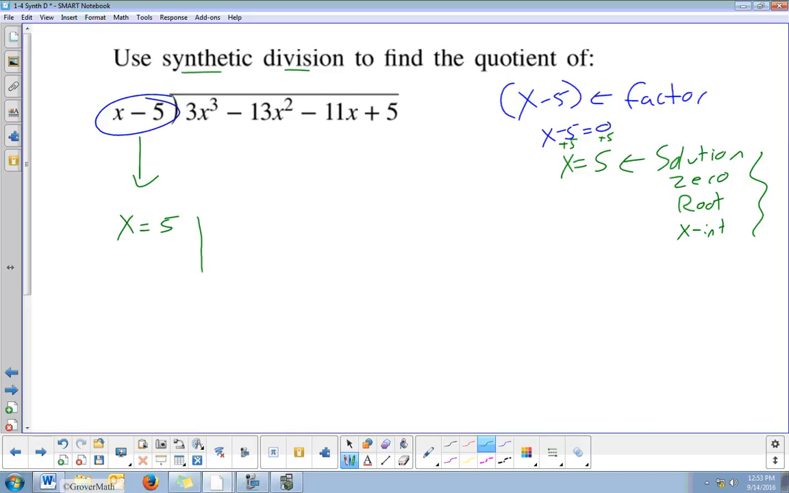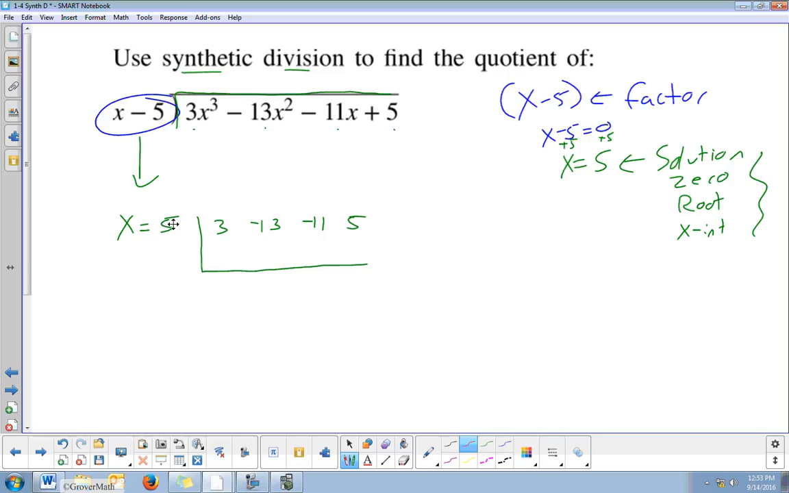And then we draw an interesting kind of bracket like this. What we put up here, leave almost 2 rows. In the top row, we put the coefficients and the constants here. So I'm just going to put 3, negative 13, negative 11, and 5. So this is the setup for synthetic division. You don't have to have the x equals here. I'm just showing you that that's where the 5 came from, turning the divisor into a root.